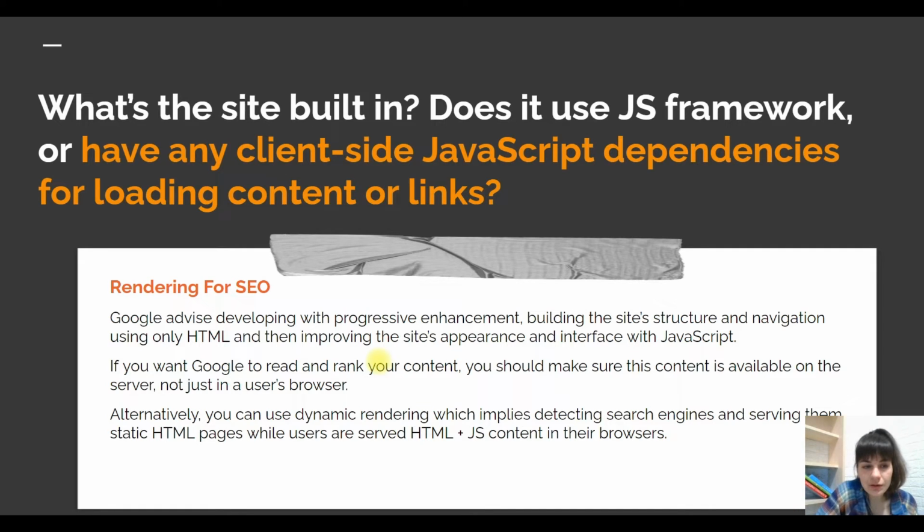So in general, Google advised developing with progressive enhancement, building the site structure and navigation using only raw HTML. In other words, I would just say that it's always beneficial to have a skeleton with the most important content and links in raw HTML, and only some engagement, some additional elements built on JavaScript, but not the other way around.